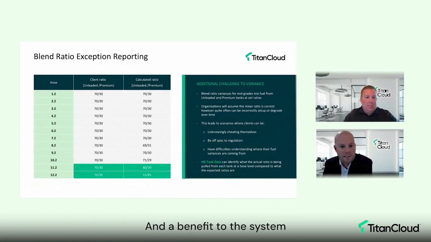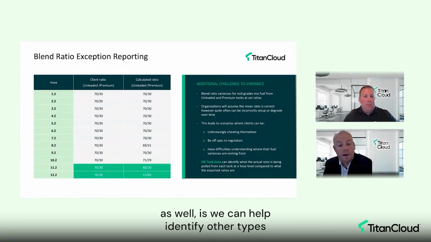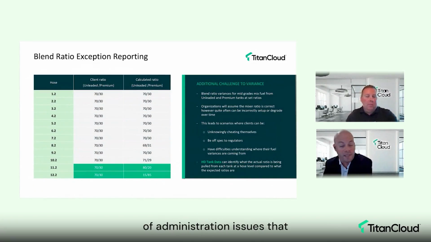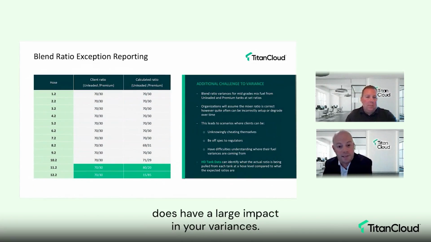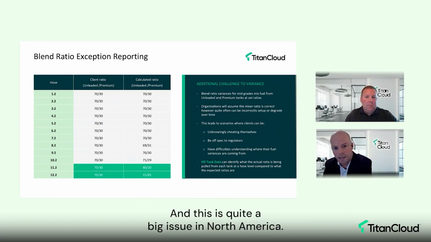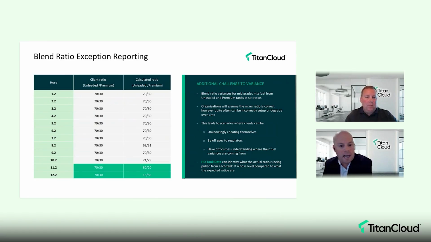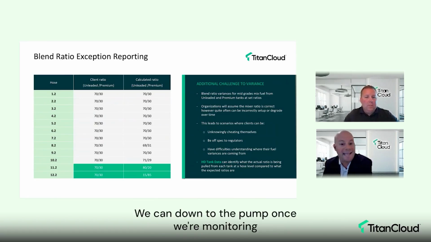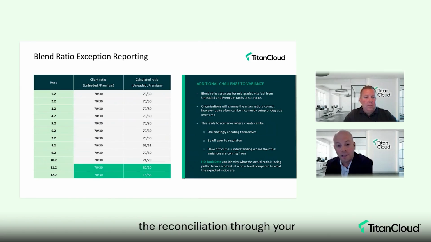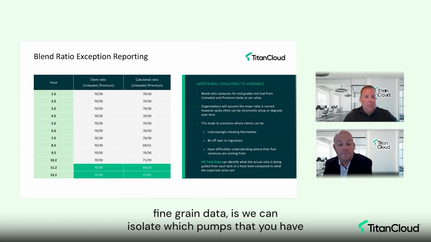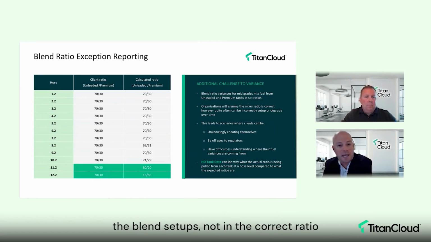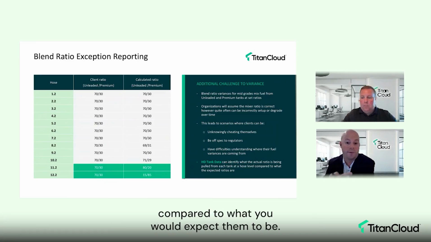And a benefit to the system as well is we can help identify other types of administration issues that have a large impact on your variances. One of them is blend ratio exception reporting, and this is quite a big issue in North America. Down to the pump, as we're monitoring the reconciliation through your fine-grained data, we can isolate which pumps that you have for blend setups are not in the correct ratio compared to what you would expect them to be.